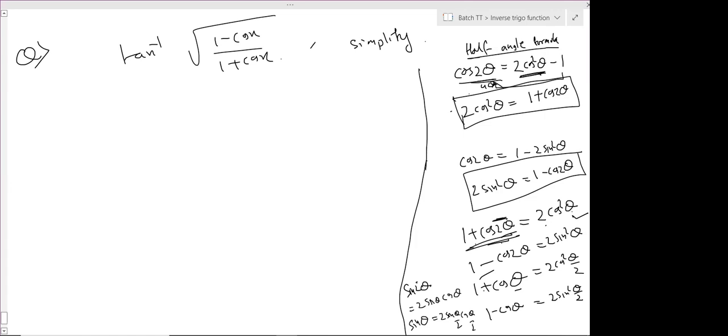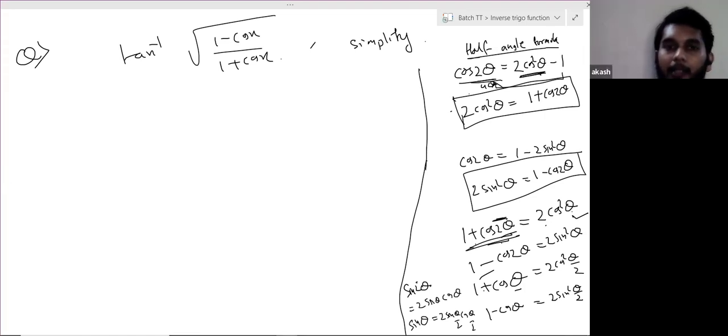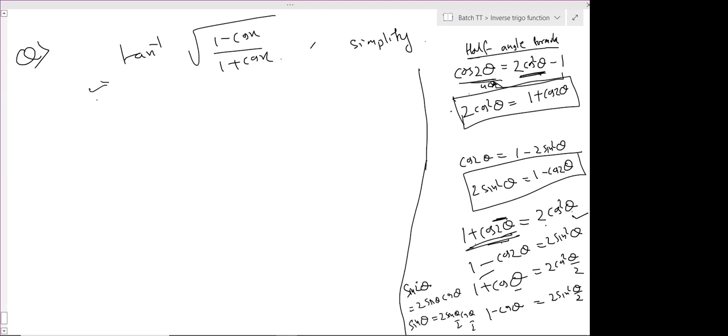All right? So please note down this formula. Very important. And then try to solve this. Very easy question it is. Okay, sir.